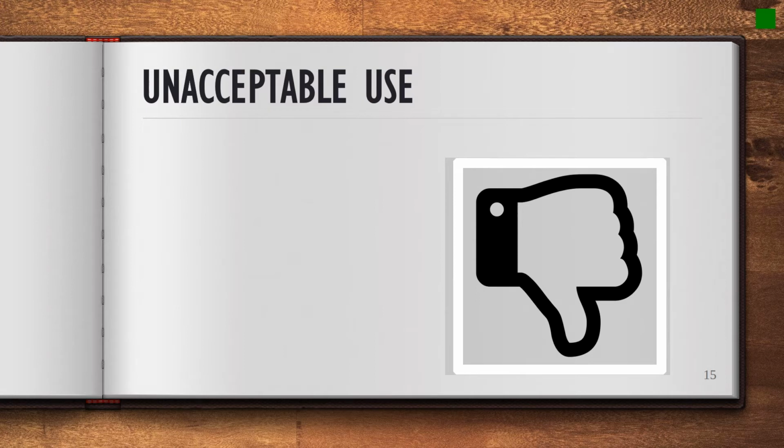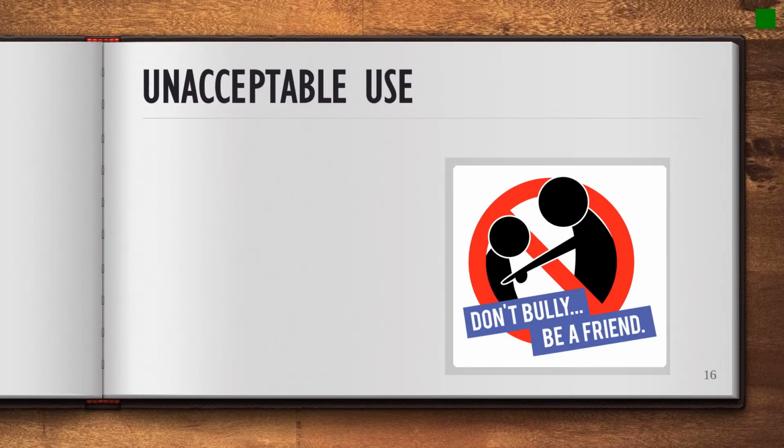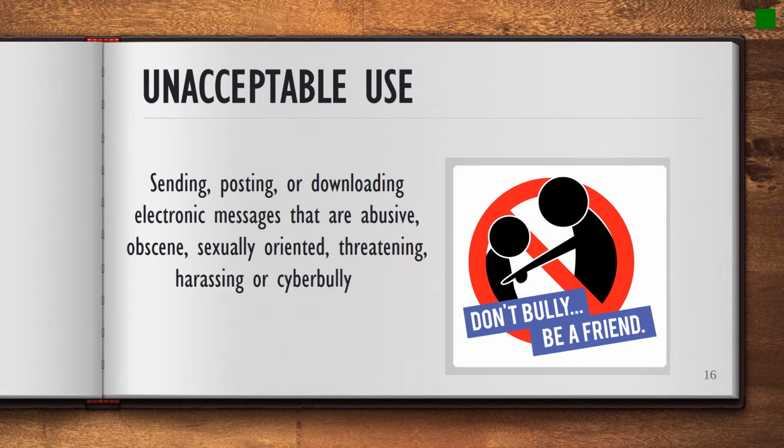The handbook also outlines things that are unacceptable to do with your computer, and doing any of these actions will result in the cancellation of your privileges, which means you will not be accessing the internet or technology, or detention, expulsion, or legal action for serious activities. Unacceptable use: sending, posting, or downloading electronic messages that are abusive, obscene, sexually oriented, threatening, harassing, or cyberbullying are unacceptable.